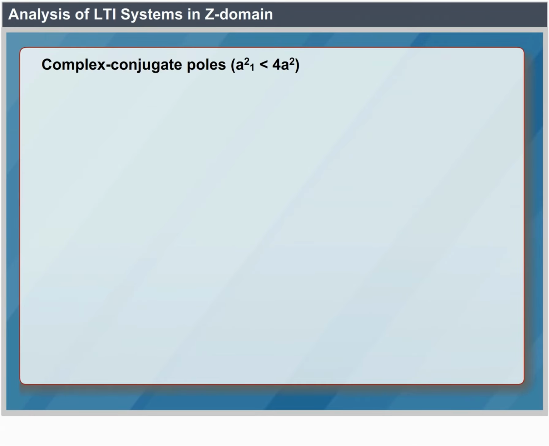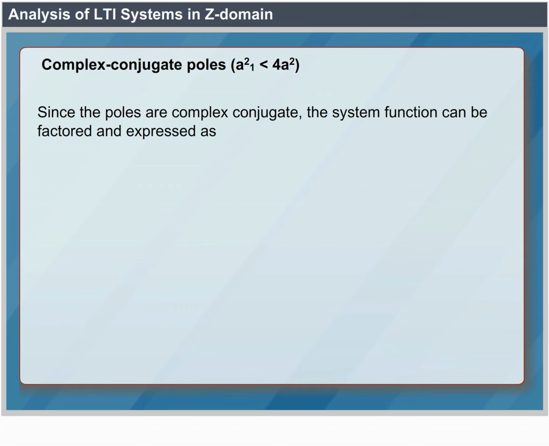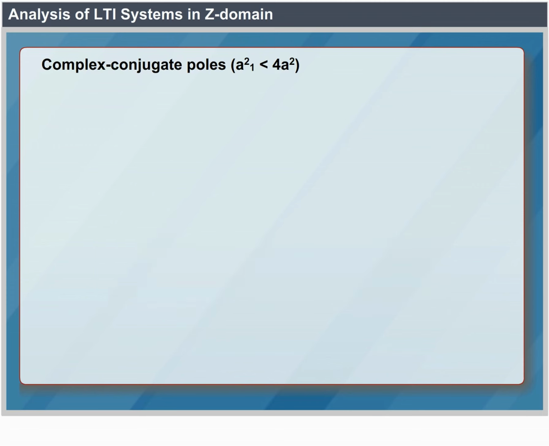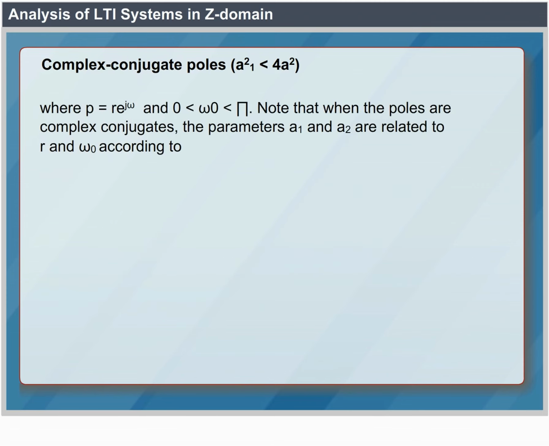Complex conjugate poles, a1 square less than 4a2. Since the poles are complex conjugate, the system function can be factored and expressed as H of z equal to A divided by 1 minus p z power minus 1 plus A star divided by 1 minus p star z power minus 1, equal to A divided by 1 minus r e power j omega naught z power minus 1 plus A star divided by 1 minus r e power minus j omega naught z inverse, where p equal to r e power j omega naught and 0 less than omega naught less than pi.